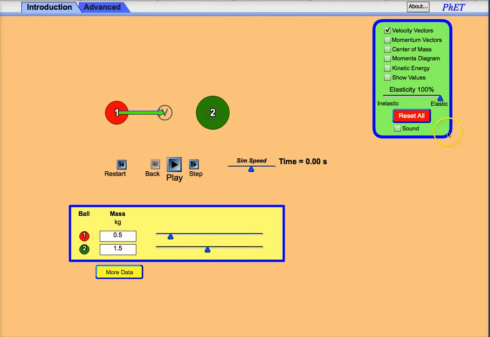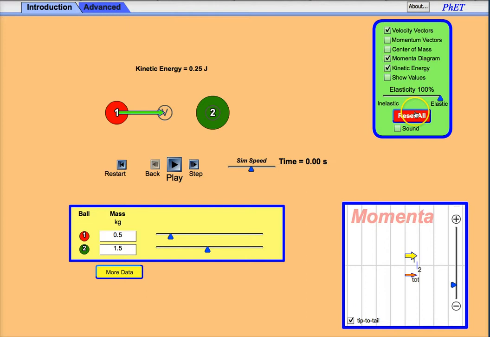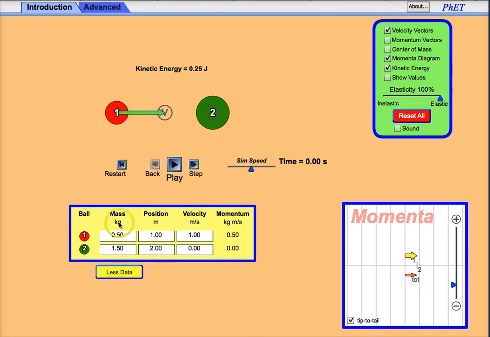So this here is the display control, and essentially I'm going to keep this momenta diagram and kinetic energy checked. The kinetic energy will show me what the total kinetic energy is over here. Momenta will show me what's the total momentum. Then in this input data box, I'm going to click more data, and that allows me to input masses, positions, and velocities for these balls 1 and 2 over here respectively. That's before the collision, and calculates the momentum at any point in time.